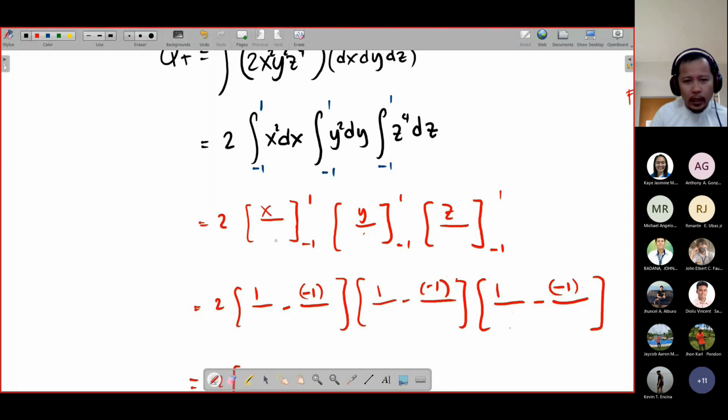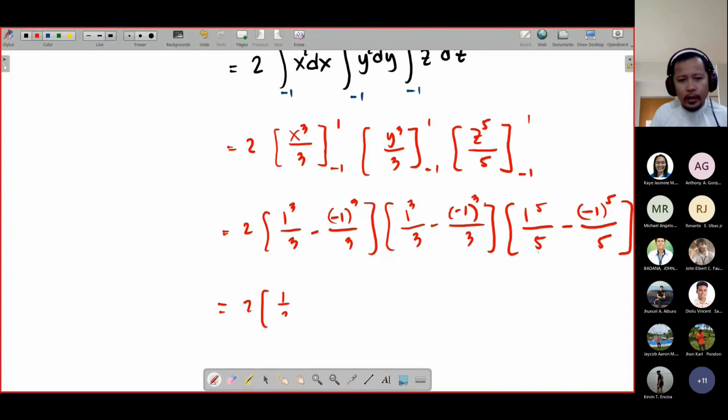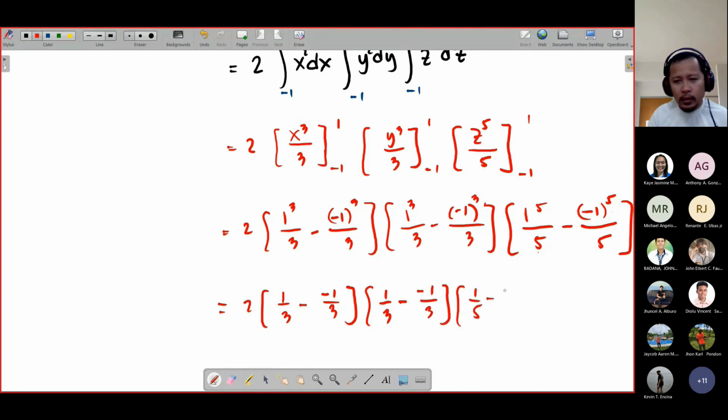So this becomes x cube over 3, y cube over 3, and z to the power of 5 over 5. This becomes 1 cube over 3, negative 1 cube over 3, and 1 to the power of 5 over 5 minus negative 1 over 5. So this becomes 1/3 minus negative 1 over 3. And then, same diri, 1/3 minus negative 1 over 3. And lastly here, 1/5 minus negative 1 over 5.